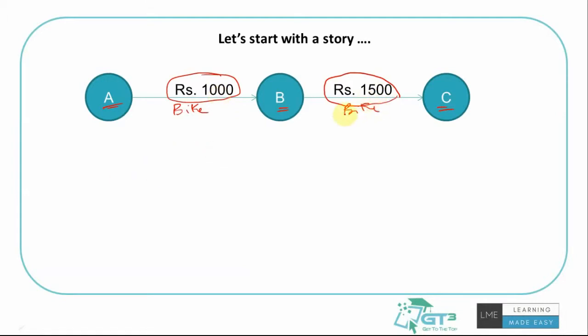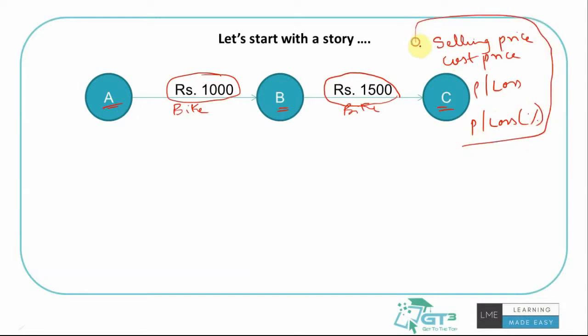So for profit and loss, the things that you need to always understand are selling price, cost price, profit, loss, or profit or loss percentage. These are the standard ones that you get the information in, and also you have to find these values only depending on what's given and what's being asked. Let's get back to the story.